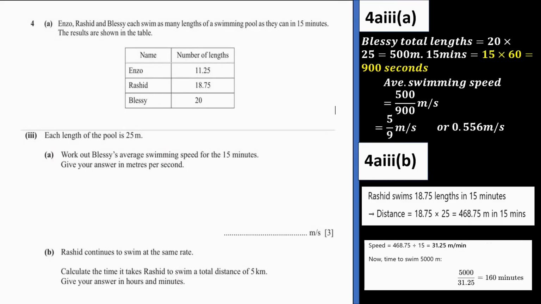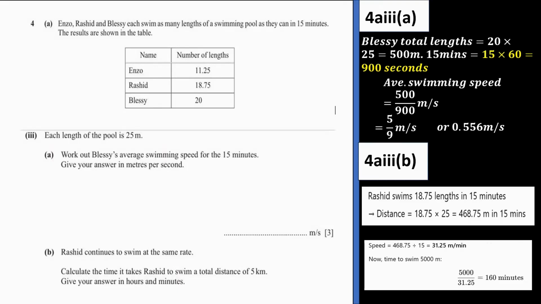Okay, so now the time to swim 5,000 meters. The 5,000 meters, like I said before, is the same as the 5 kilometers. When you see the relationship between distance, time, and speed, time is distance over speed. So since we have speed at 31.25 meters per minute, the time is going to be distance, which is 5,000, over 31.25, and that gives us 160 minutes.